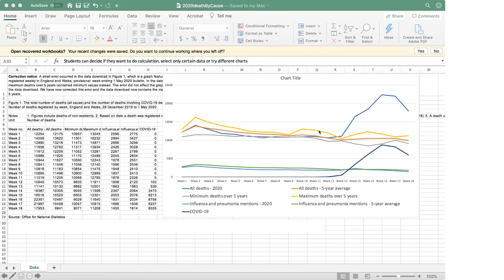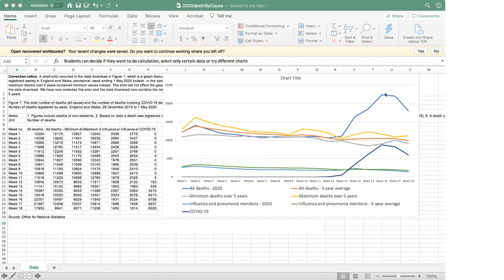Up here in blue is the total number of deaths in 2020. In black is the deaths caused by COVID-19. And in yellow, for example, is the maximum deaths over the last 5 years. So this peak here corresponds to the 2015 bad flu epidemic. So the students can see this peak is about 17,000 deaths, whereas this peak here is about 23,000 deaths, so a lot higher.